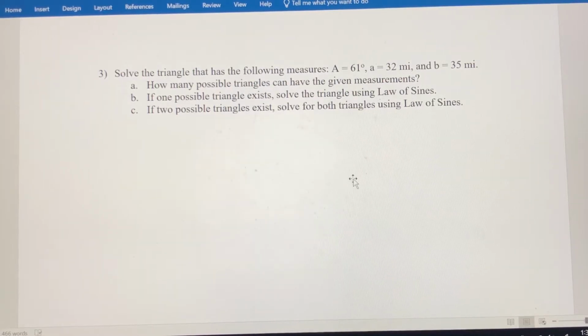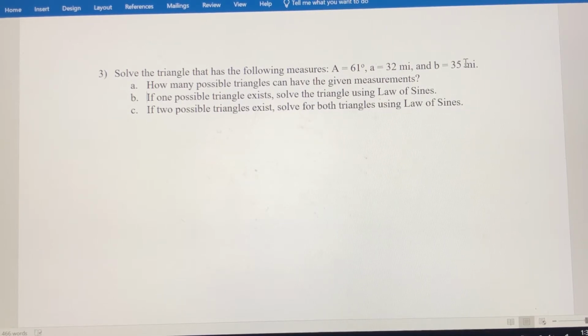This video is part 2 of the law of sines notes, the ambiguous case, when the information is given to us in side-angle format. Now, in this problem, we've got angle A is 61 degrees, side A is 32 miles, and side B is 35 miles. So the first question is how many possible triangles exist.